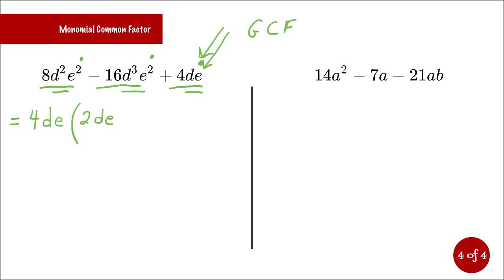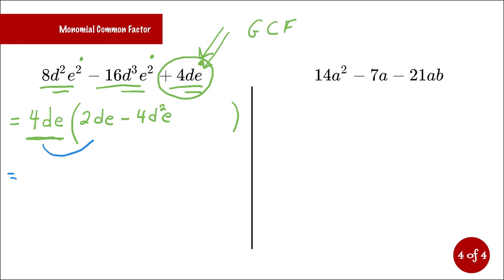2DE minus 4D squared E. Here's another classic mistake that I see students making. The greatest common factor is 4DE, and it's the same as the last factor. So students will often stop then because they figure that they've already completed taking out the 4DE. But when you check it, here's what happens.